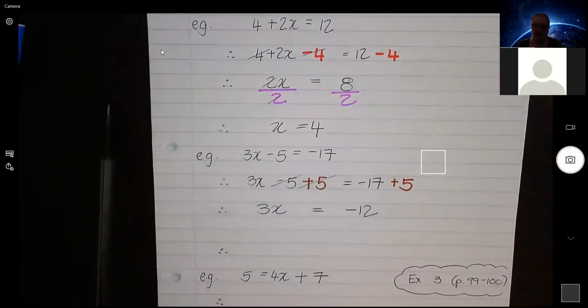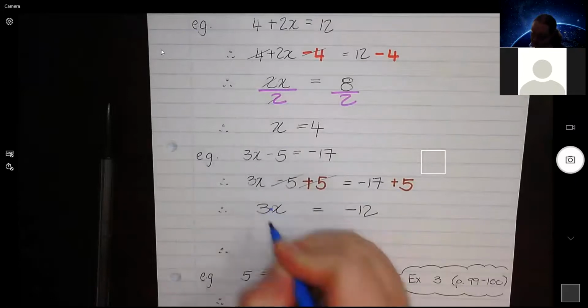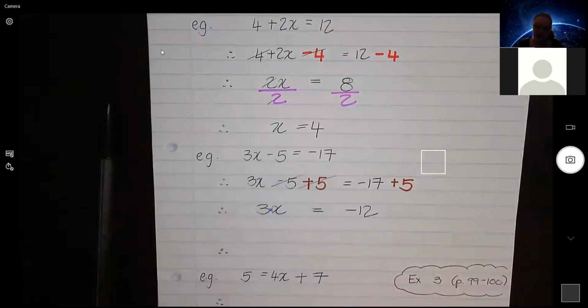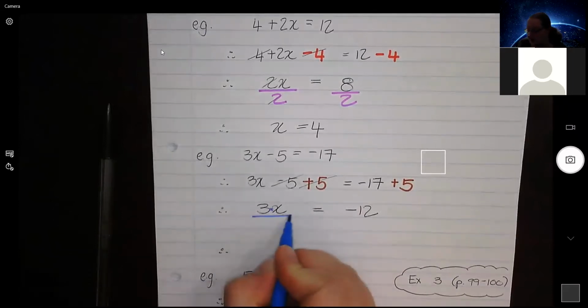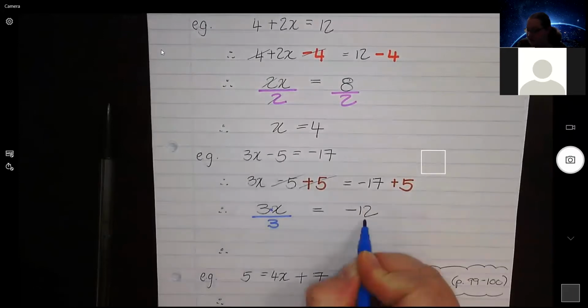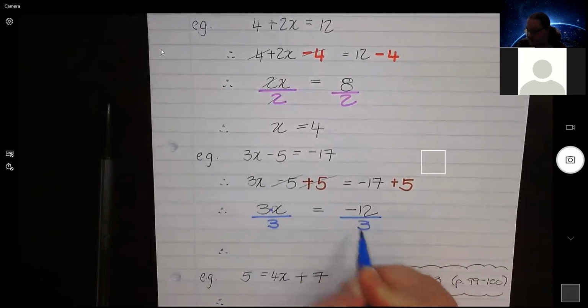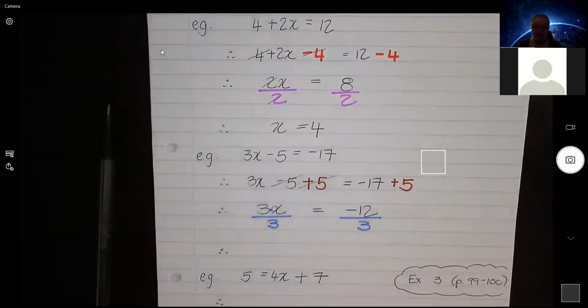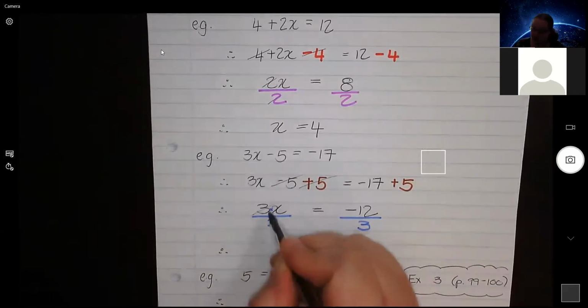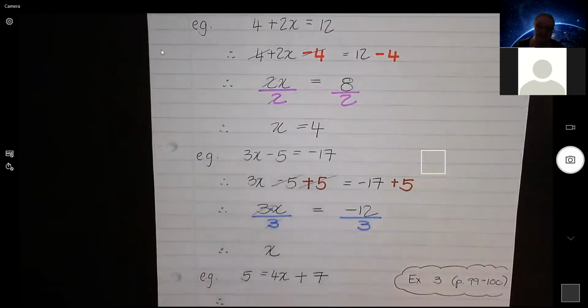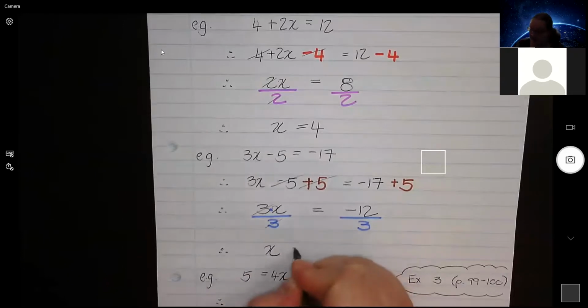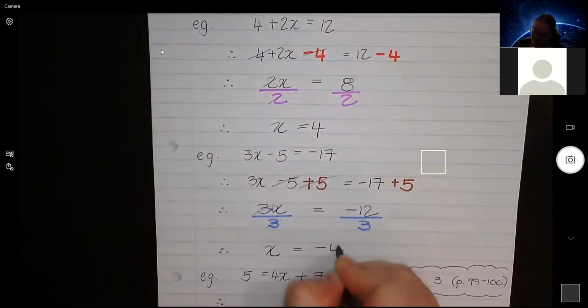Okay, now I want to get rid of the 3. Now the 3 is glued to the x, it's multiplied. So we're going to have to use something stronger. We can't just subtract it. We're going to have to divide it, do the opposite of what it has already. Okay, so the 3 and 3 are going to cancel out. 3 divided by 3 cancel out. The x is left on its own. And negative 12 divided by 3 is negative 4.